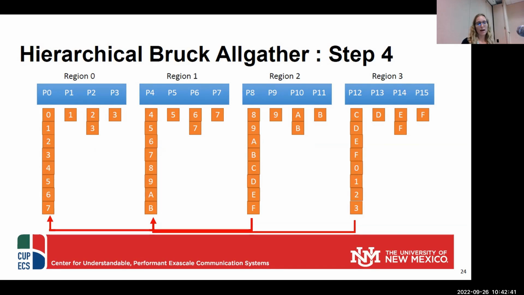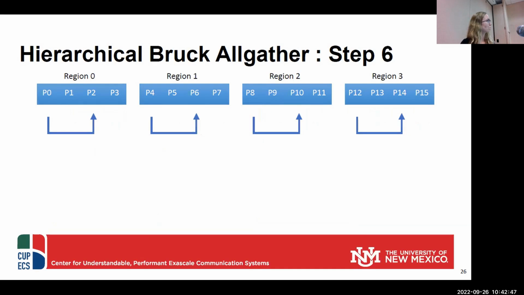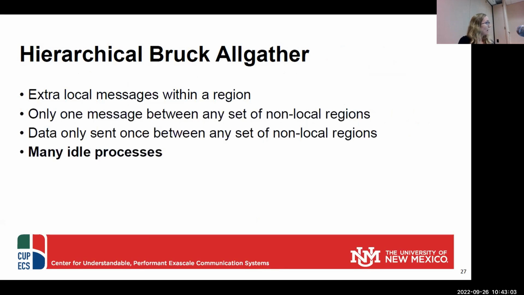So now we have to go back and do a broadcast on the node, or region. And then at that point, everything would hold the data. So there are 6 steps now. However, there's no duplicate data or duplicate messages being sent between nodes because there's only one process per node active per region. So that's great. We have extra local messages within a region, but we know those are cheaper. There's only one message sent between any set of non-local regions, and data is only sent once.